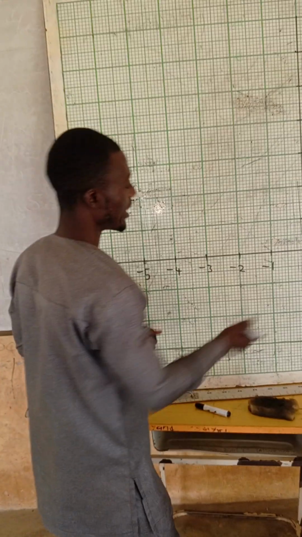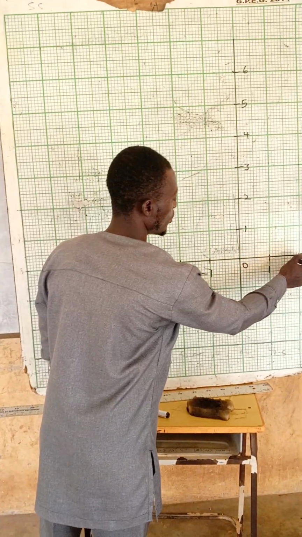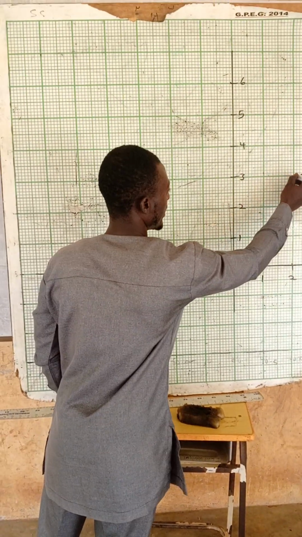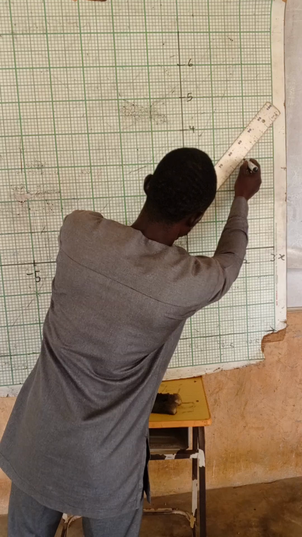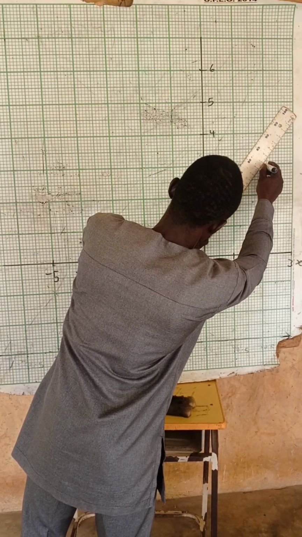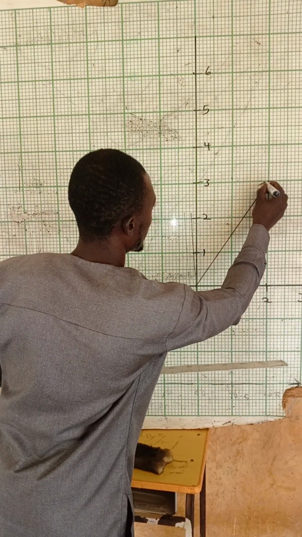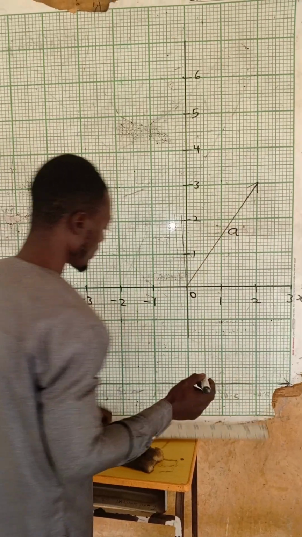So vector A is 2, 3. So we start from 0, 1, 2. Then 3 units upwards. 1, 2, 3. Then you now join that point to the origin. So you show your arrow. So this is vector A.